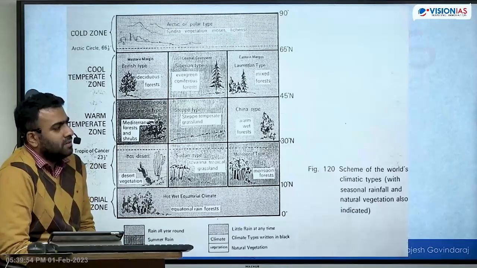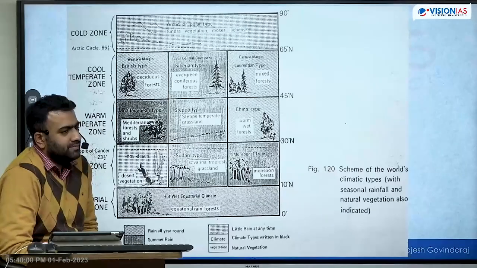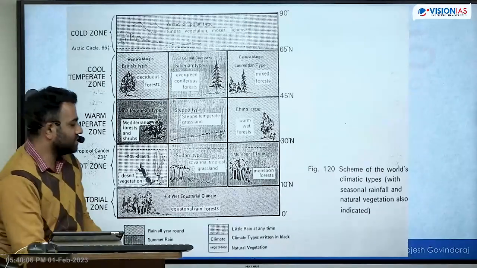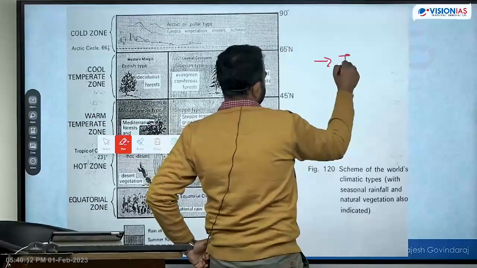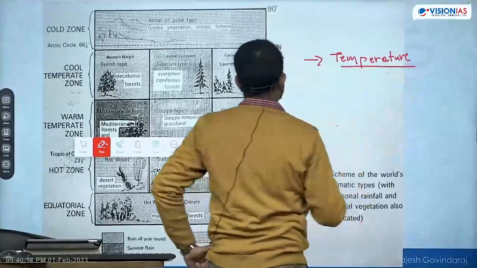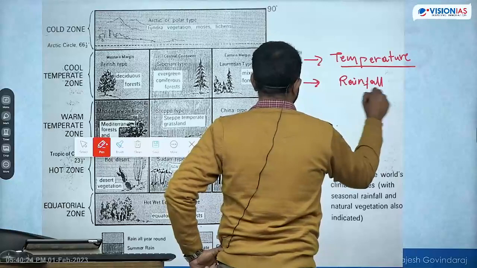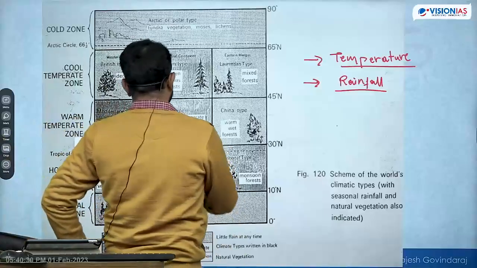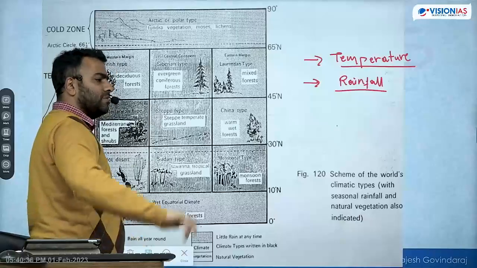So on what basis has it been done? See, if at all we are trying to describe the climate of a particular region, the first characteristic which we should know about is temperature. Temperature of that region is very important. In addition to that, rainfall. How much rainfall is there? What is the season of the rainfall? What is the duration of the rainfall? All of this. These two are the most important characteristics of the climate of any particular region. कोई भी region का climate is decided by these two factors only.